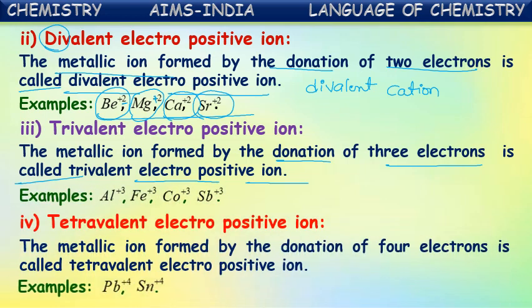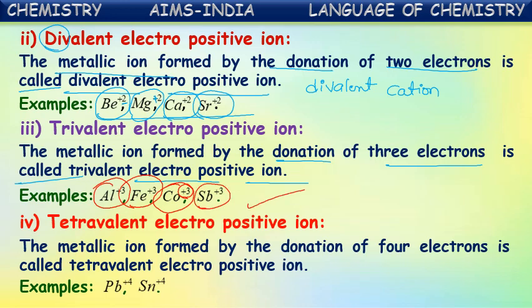Al3+, aluminium, it lost 3 electrons. So, plus 3, trivalent. Fe+3, plus charge, 3 electrons are donated. So, it is called trivalent electropositive ion. Cobalt, Co+3, it loses 3 electrons. Terbium +3. These are examples for trivalent electropositive ion.